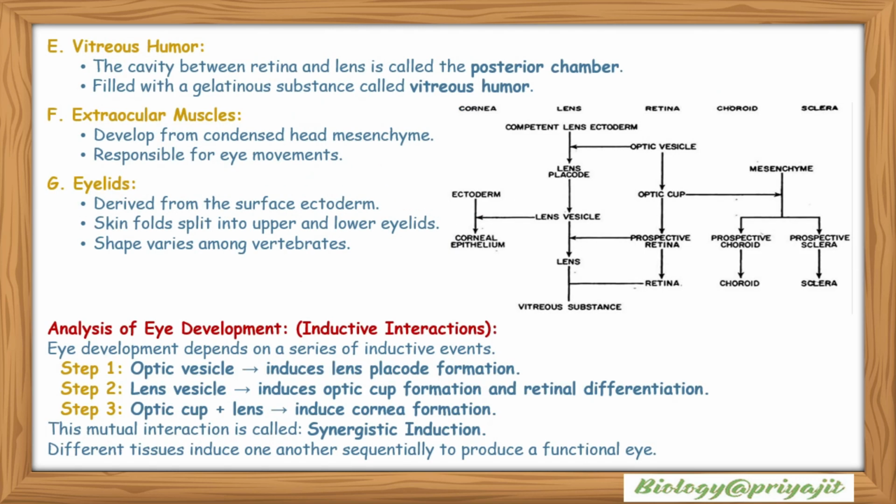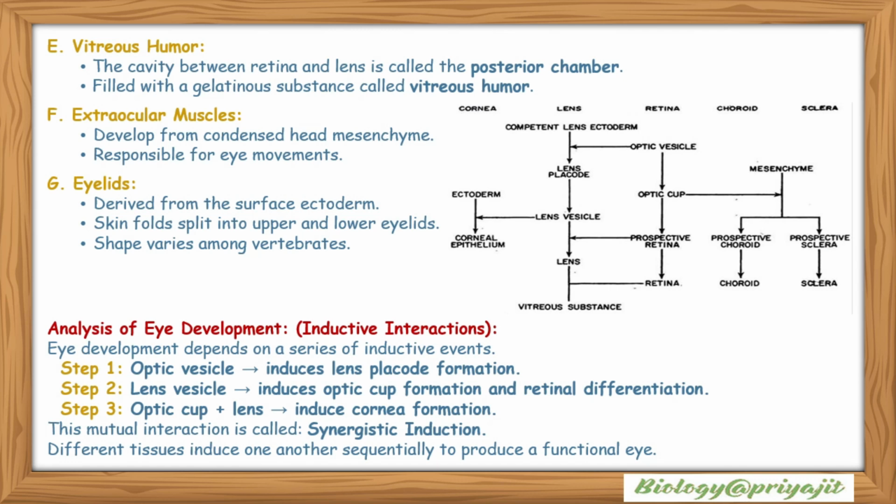Vitreous humor: the cavity between retina and lens is called the posterior chamber. It is filled with a gelatinous substance called the vitreous humor. Extraocular muscles: they develop from condensed head mesenchyme. They are responsible for eye movements. Eyelids: they are derived from the surface ectoderm. The skin folds split into upper and lower eyelids. Their shape varies among the vertebrates.